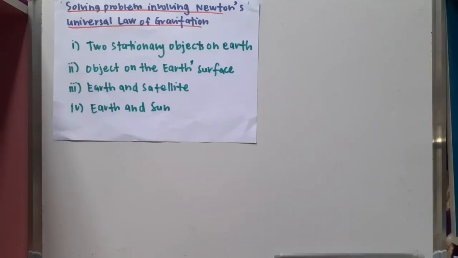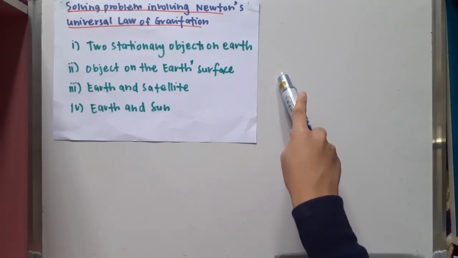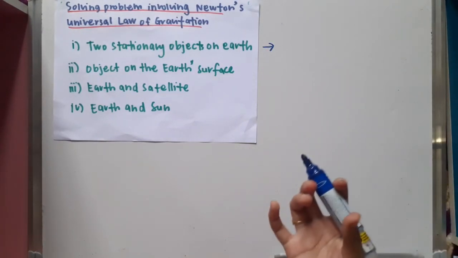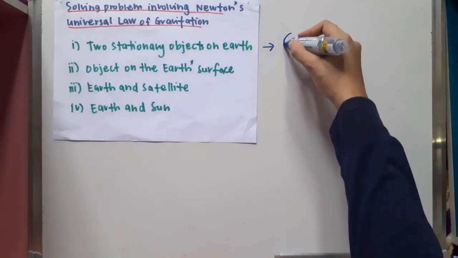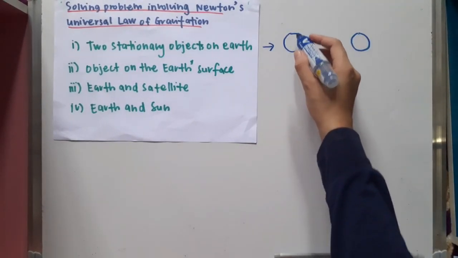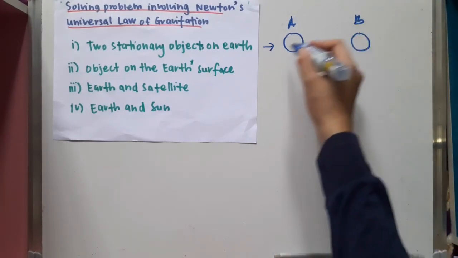Okay class, let's take a look at the first part, which is solving problems by using Newton's universal law of gravitation. So in this part A, we will cover four important things. The first one is two stationary objects on Earth, which means the gravitational force between two objects at rest on Earth. So this is object A and this is object B on the Earth.